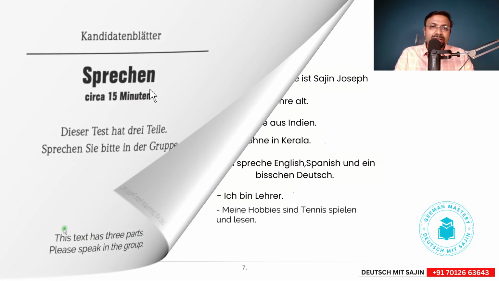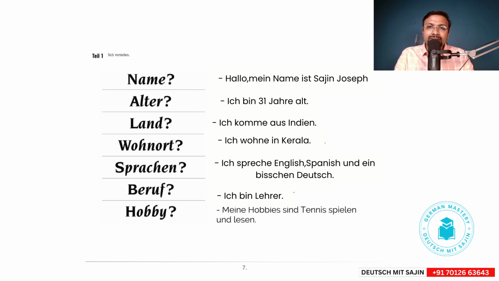So they will ask for the Name, the name, das Alter, the age, das Land, the country, der Wohnort, like the place where you live now. Sprache means languages. So you will have to say which languages you speak. The Beruf is the profession and hobby is the hobby.